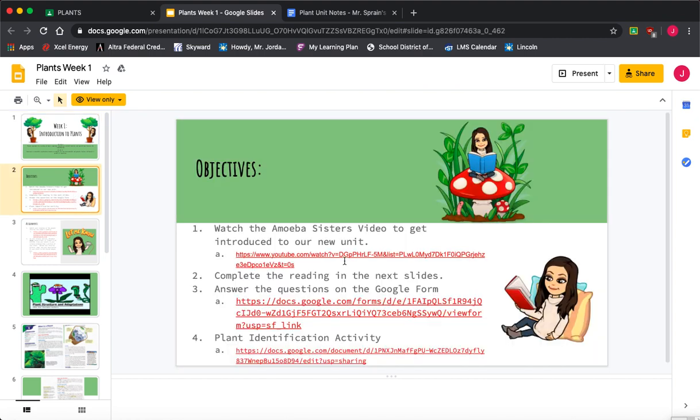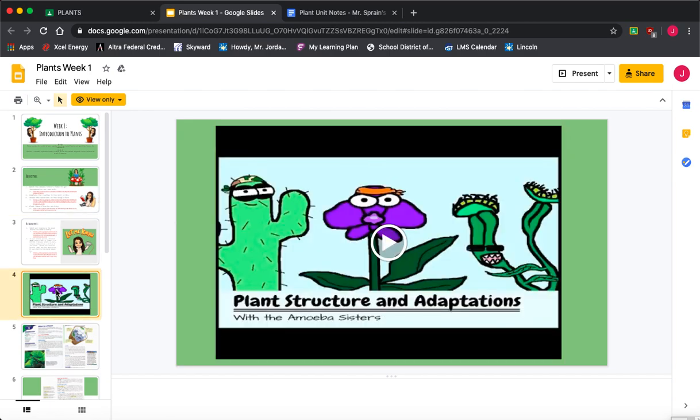There are going to be some different steps to the assignments throughout the weeks. Going through them in the objectives slide, first of all, we'll have to watch the Amoeba Sisters video to get introduced to the new unit. There is a link to the video on YouTube. However, if you just go down to slide number 4, Ms. Virata has already embedded that within this slideshow, so you can just watch it this way as well.